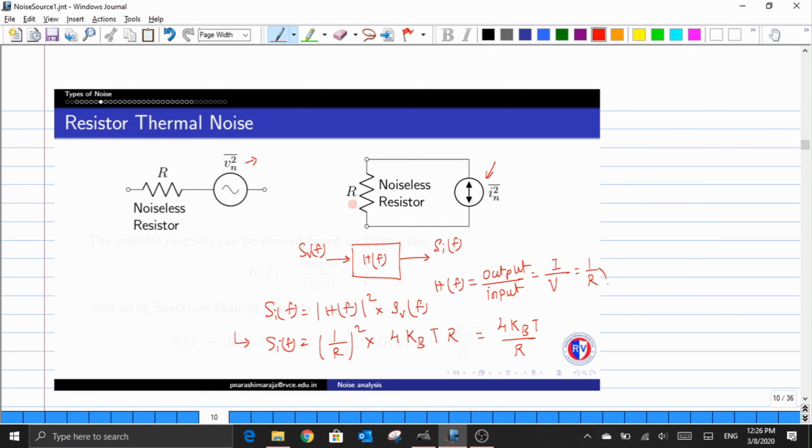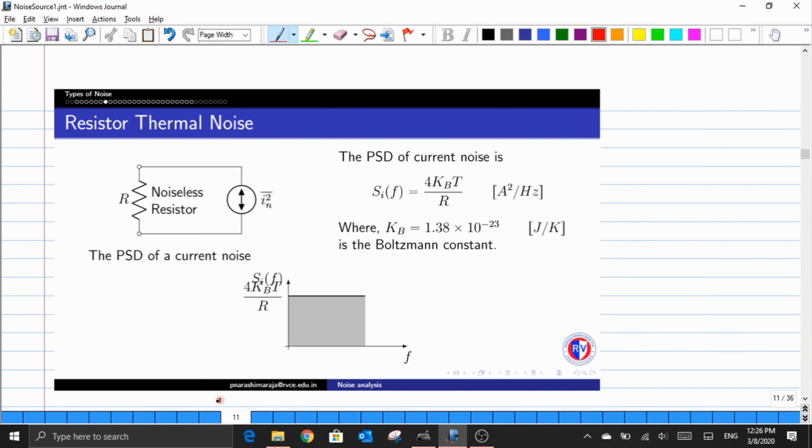So now let us look at the power spectral density graph of it. Again, one could see that this power spectral density term is not a function of any frequency term, because of which the power spectral density of this noise current source runs from 0 all the way to a frequency which is infinity here, and throughout this entire zone it is assumed to be a constant value.